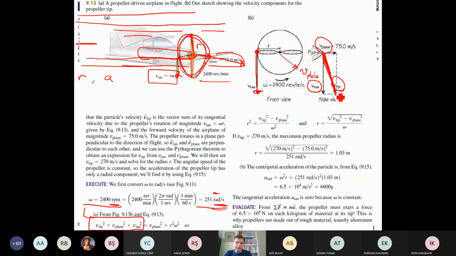Okay, so then what we have here, we know the V tip, which is given in the question. We know the plane speed, it is also given, and we know the omega, it is given. R is not given, so I can calculate R by using this expression. So R is 1.03 meters.